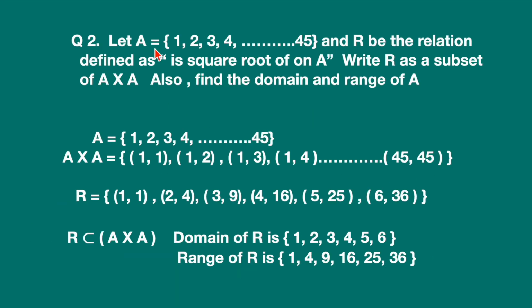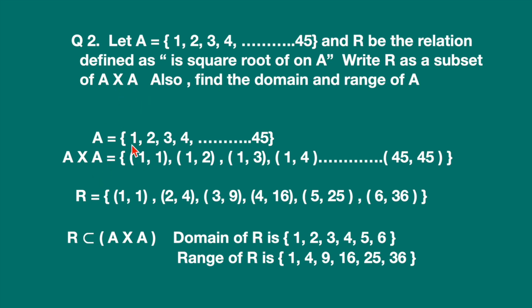Let A is equal to {1, 2, 3, 4, up to 45} and R be the relation defined as "is square root of" on A. Write R as a subset of A cross A and also find the domain and range of R. So you first write down the set A. Then you should do the cross product. So here it is A cross A.